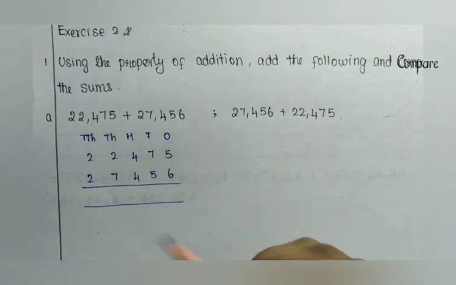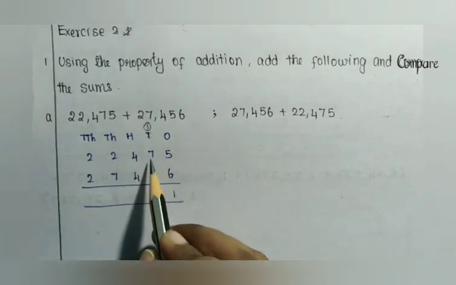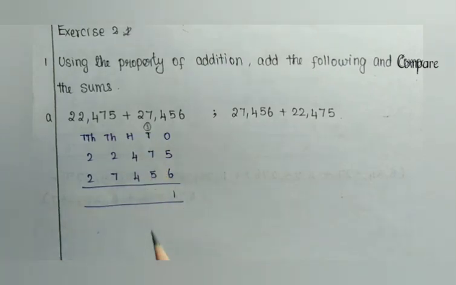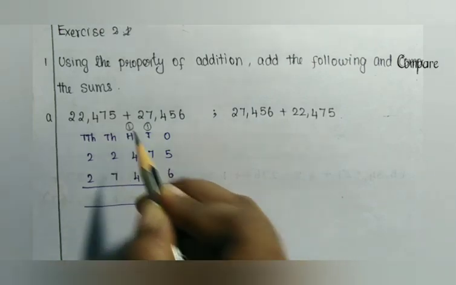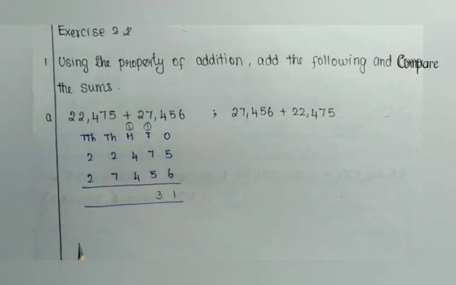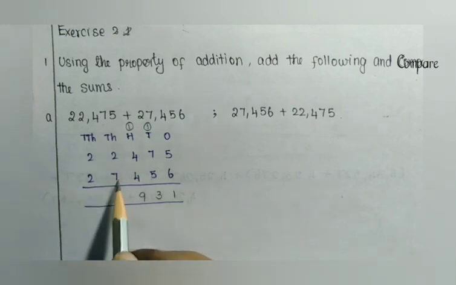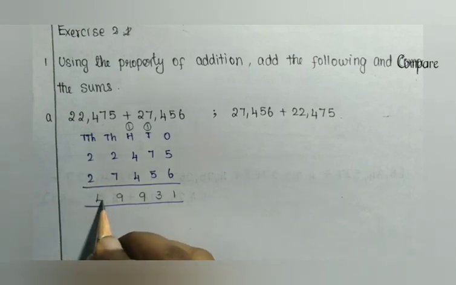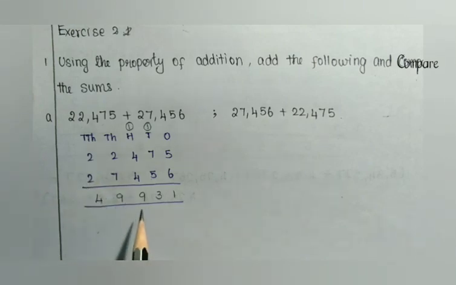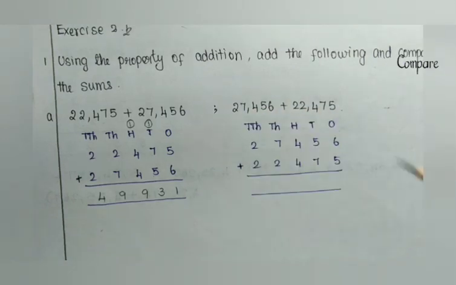5 plus 6 is 11. 1 to the carryover. 7 plus 5 is 12 plus 1, 13. 1 to the carryover. 4 plus 4 is 8 plus 1, 9. 2 plus 7 is 9. 2 plus 2 is 4. So the answer is 49,931.